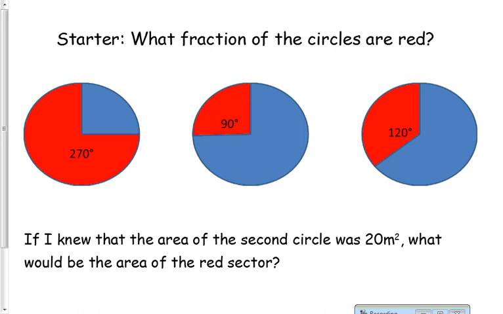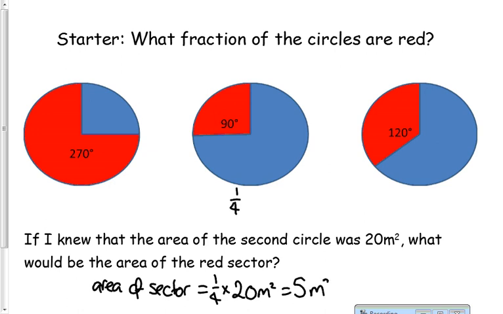Another question, we're going to look at the second circle this time. So second circle, remember we said that that was 1/4 of the circle. And now we're being asked if I know that the area of the second circle is 20 square metres, what will be the area of the red sector? So if it's 1/4 of the circle, it's going to be 1/4 of the 20 metres. So the area of the sector is going to be 1/4 of the 20 metres squared, which is going to be 5 metres squared.